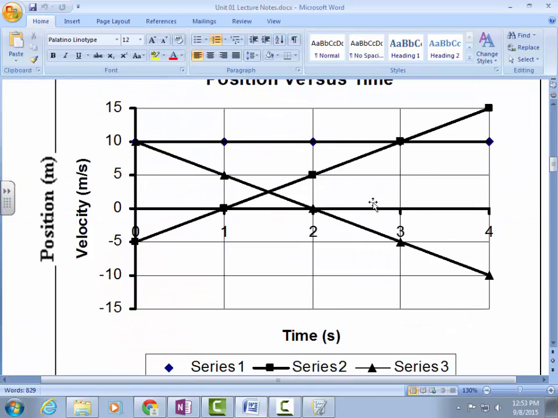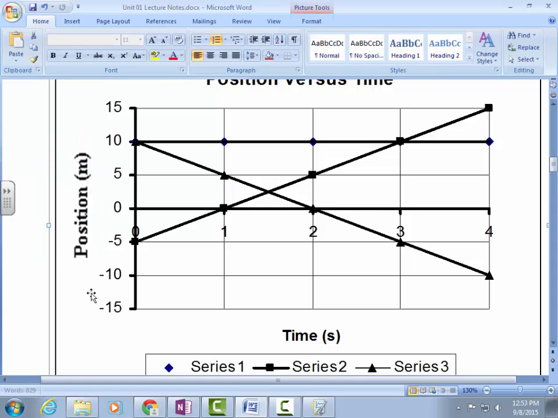So looking at this, we have these three different indicators. These are three carts that are being plotted on the same set of axes. Series 1 is a diamond. Series 2 is a square. Series 3 is a triangle. So looking at this, you guys should be able to trivially tell me what the average velocities of each of these are. So, take about 10 seconds and find the average velocity of each.